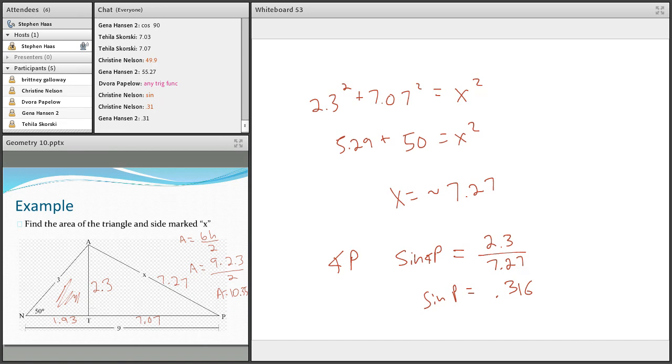Okay, fine. So where were we? We had 0.316. So I'm going to put in 0.316. Then I'm going to push the arctan button, and that tells us that P is approximately 17.54 degrees. Anybody else get that?